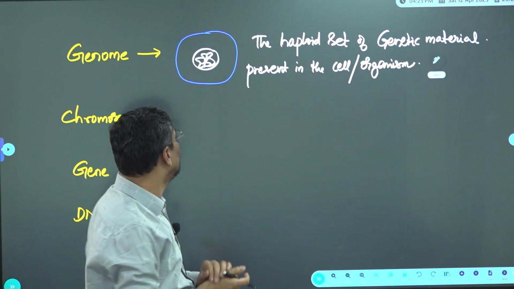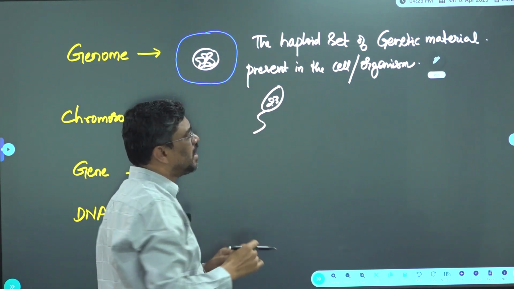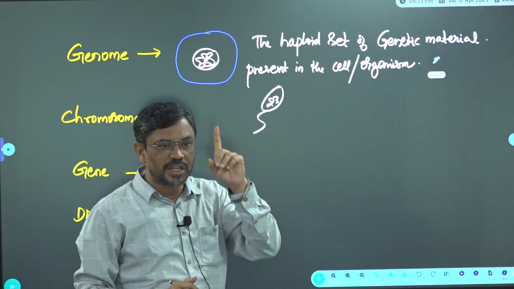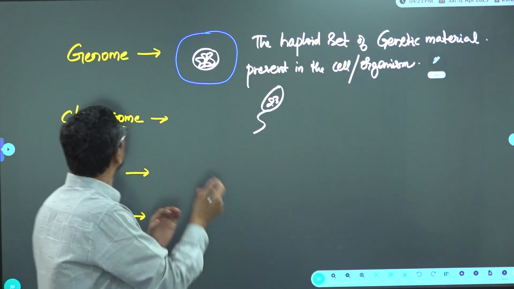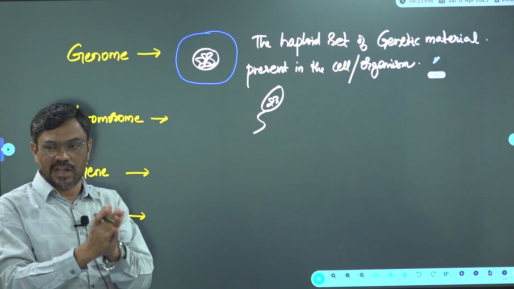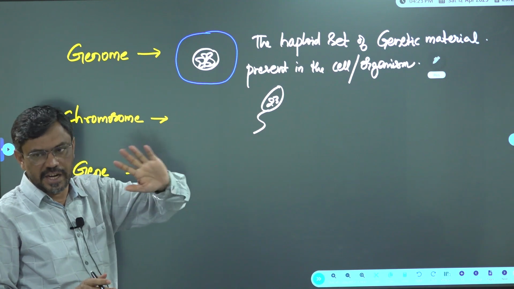Suppose, for example, if you consider the sperm. Sperm contains 23 chromosomes. That means the genome is present in the form of 23 chromosomes. That is haploid set. Haploid set means single set. So that is called a genome. Or simply you remember the genetic material present in an organism or haploid set of genetic material. Haploid set means single set. I'll let you know that one.